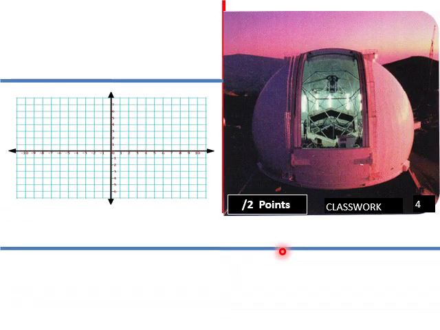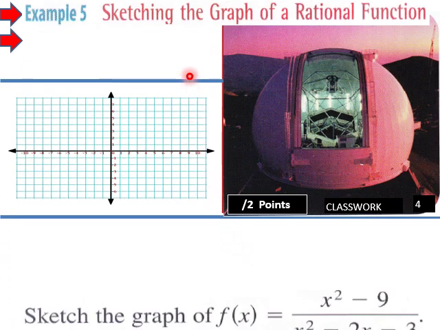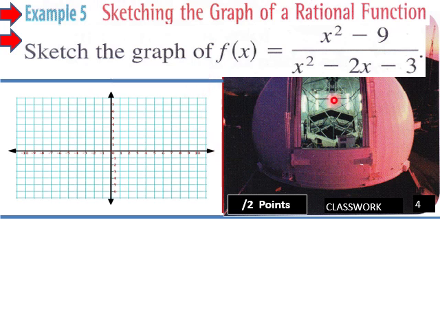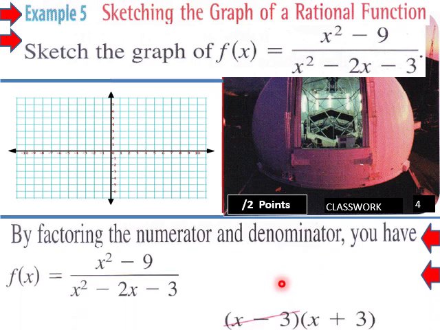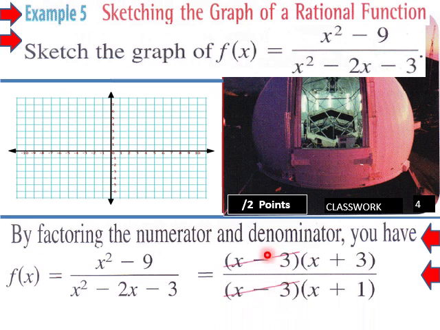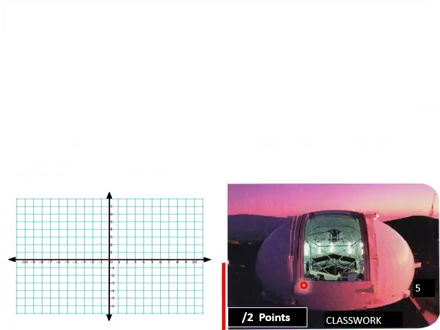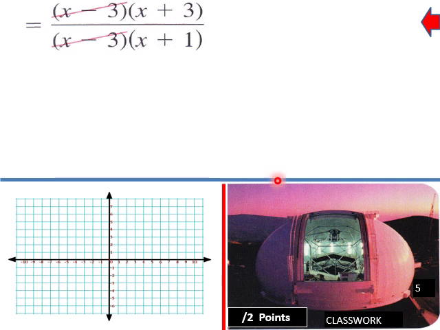On to another example, sketching the graph of a rational function. Now we have a little more complicated rational function: x squared minus 9 over x squared minus 2x minus 3. Factoring the numerator and denominator, this becomes x minus 3 times x plus 3, over x minus 3 times x plus 1. These cancel out, which leaves us with x plus 3 over x plus 1, where x cannot equal 3.